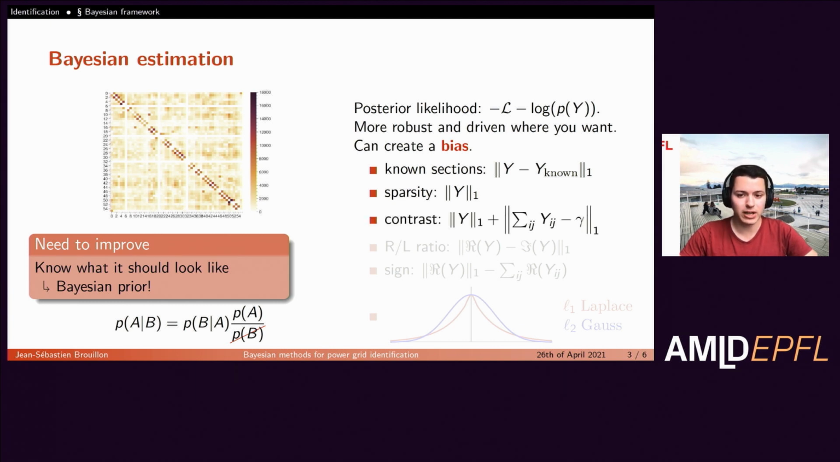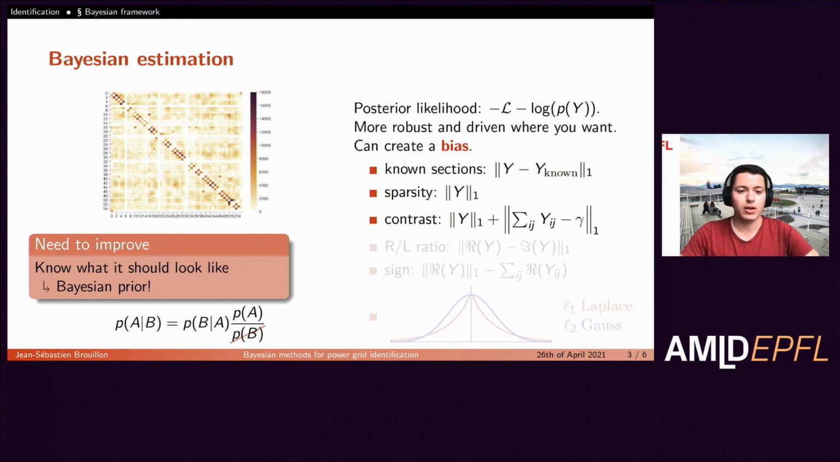To counteract this bias, we came up with a contrast prior, which is a sparsity prior added to a prior on the sum of the elements of the admittance matrix. So if you at the same time believe that the elements are zero, but that their sum is large and non-zero, which is represented by this quantity gamma, then you end up with a solution in the middle. We will use this in the simulation that we conducted with maximum likelihood, and I will show the results a bit later.